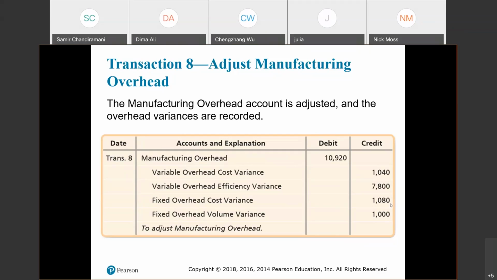When overhead is under allocated, the adjustment to manufacturer overhead should be a credit, and the net amount of the overhead variances is unfavorable.